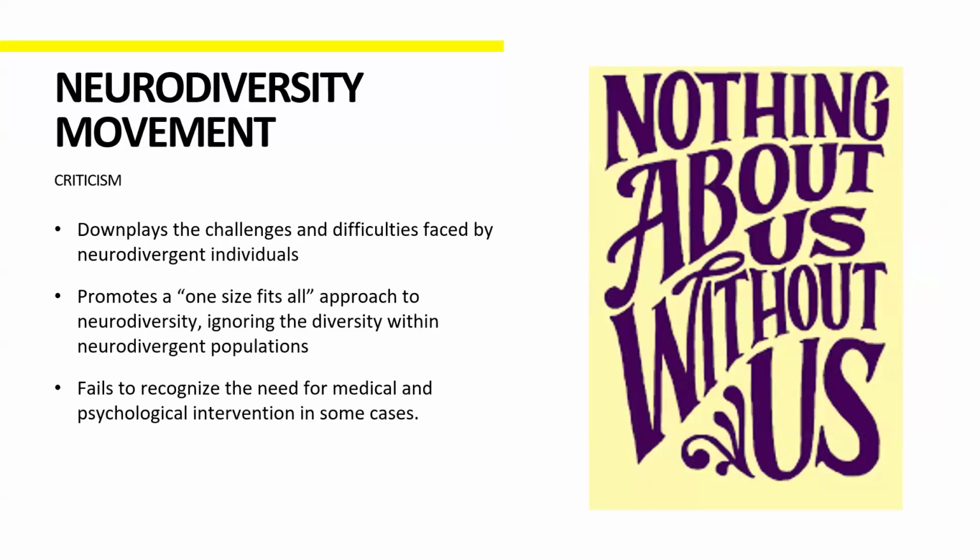While there are many wonderful advances that have been made as a result of the neurodiversity movement, as with all things, there are criticisms about this movement. Some of those criticisms include the downplay of the challenges and difficulties faced by neurodivergent individuals. It promotes a one-size-fits-all approach to neurodiversity, ignoring the diversity within the neurodivergent population, as well as failing to recognize the need for medical and psychological intervention in some cases.